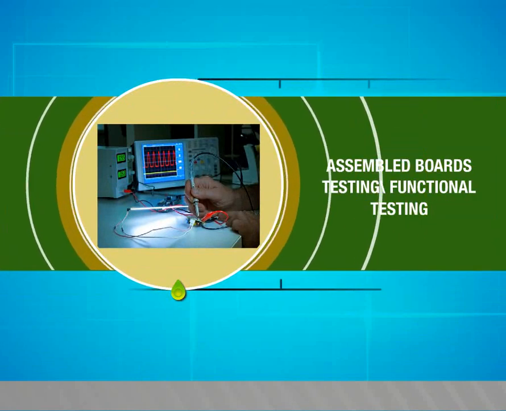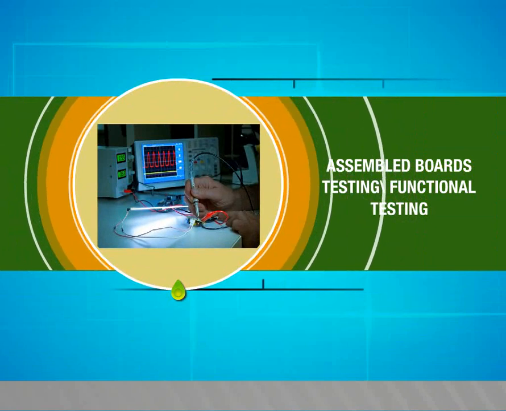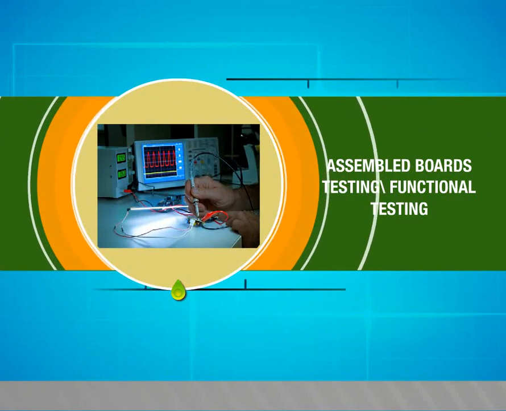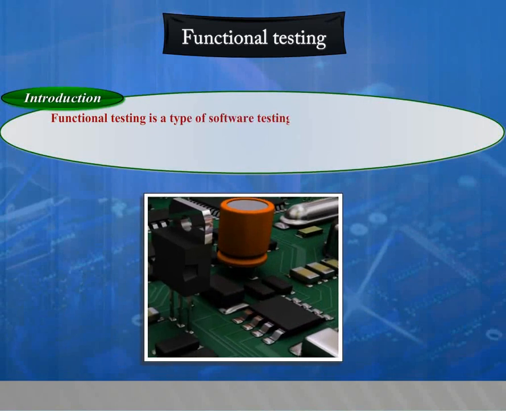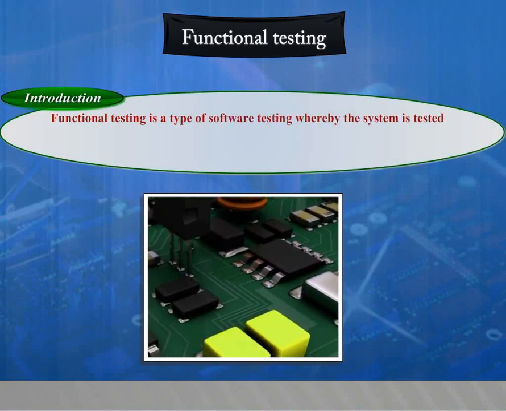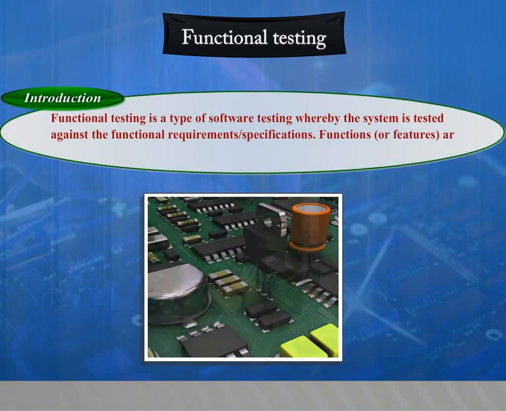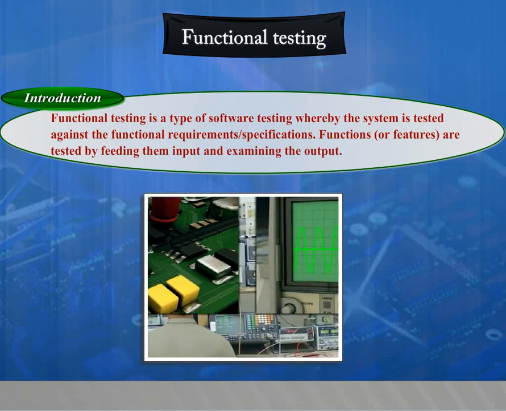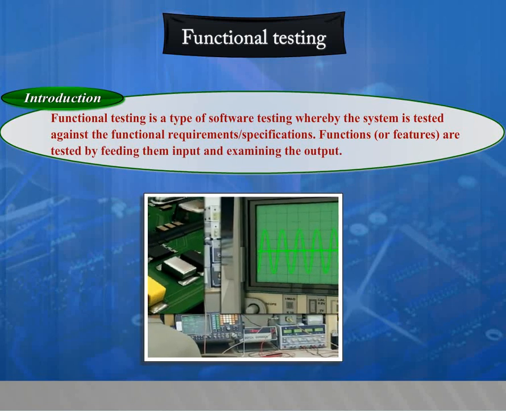Assembled boards testing or functional testing. In this video, we are going to see about assembled boards testing or functional testing. Functional testing is the type of software testing whereby the system is tested against the functional requirements or specifications. Functions or features are tested by feeding them input and examining the output.